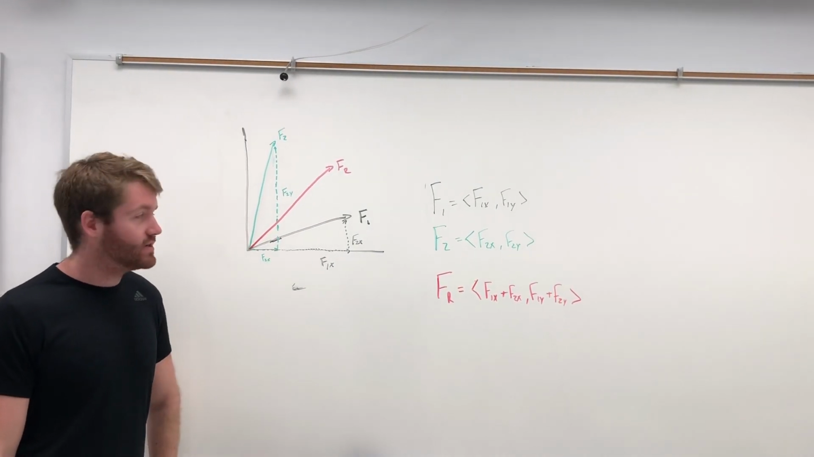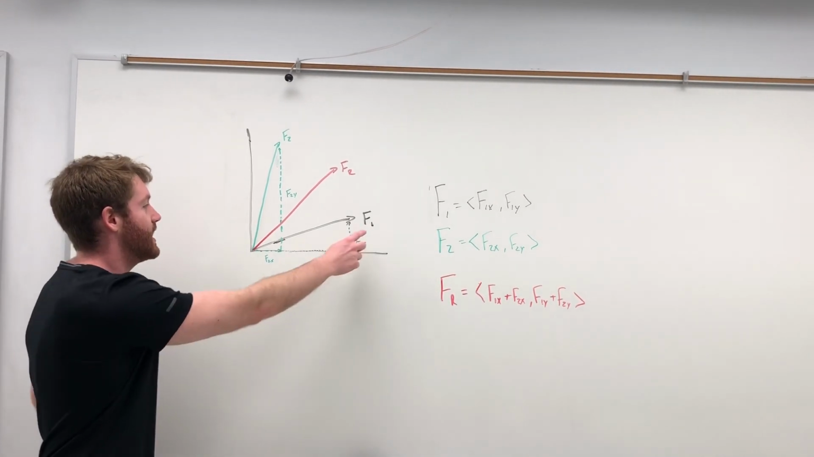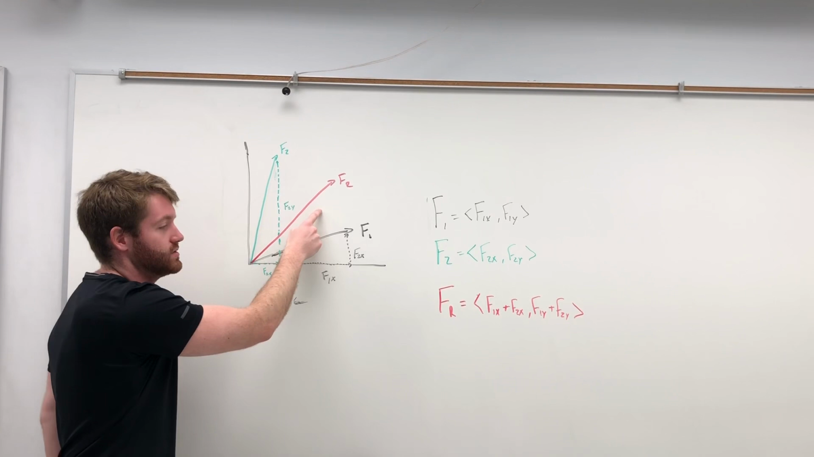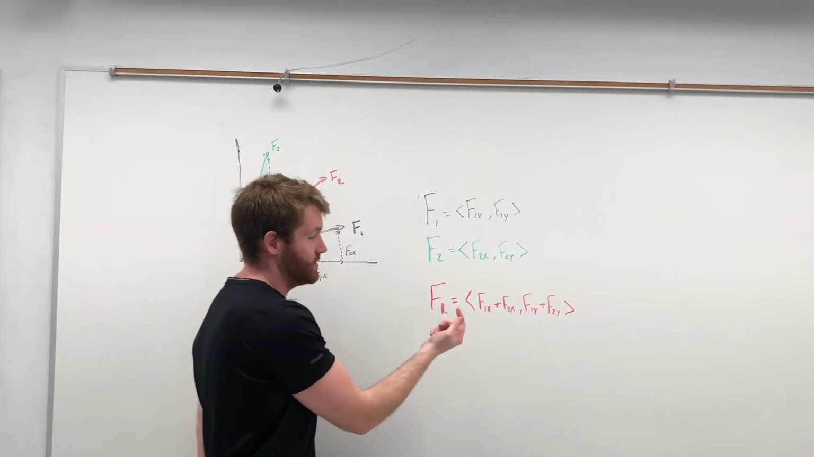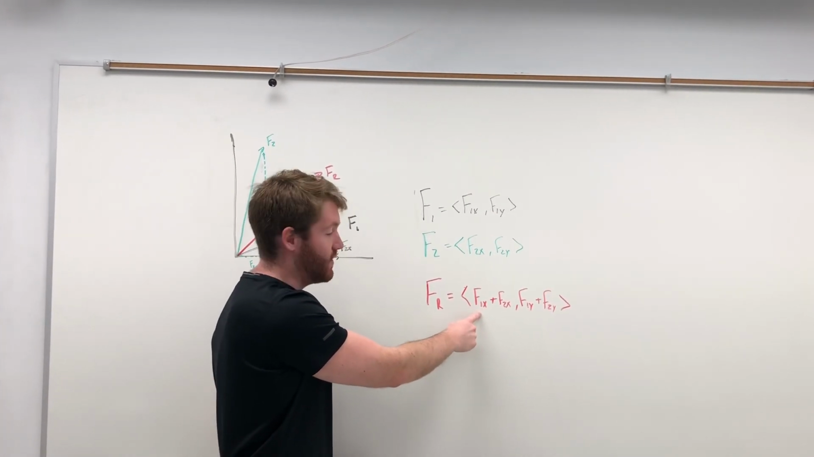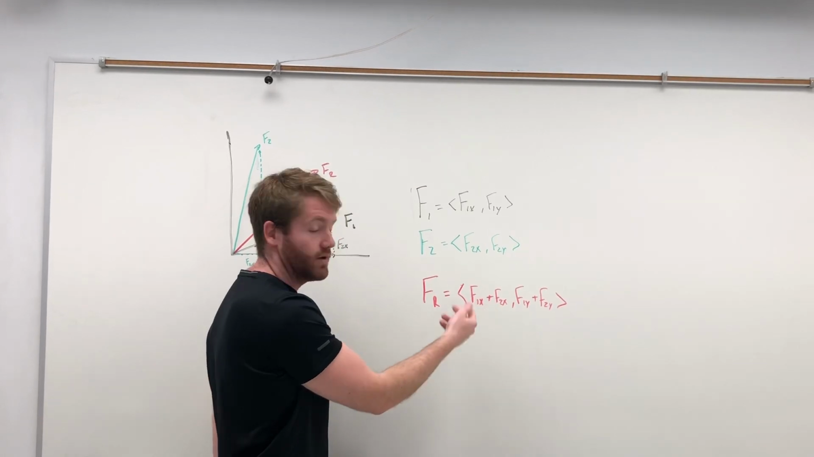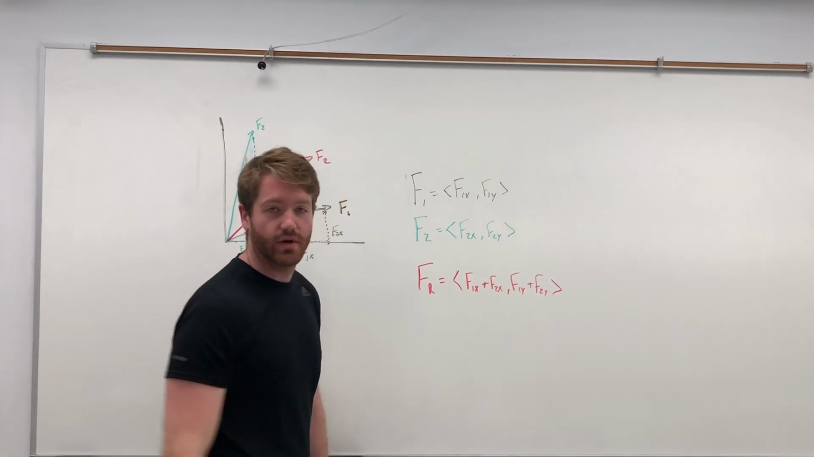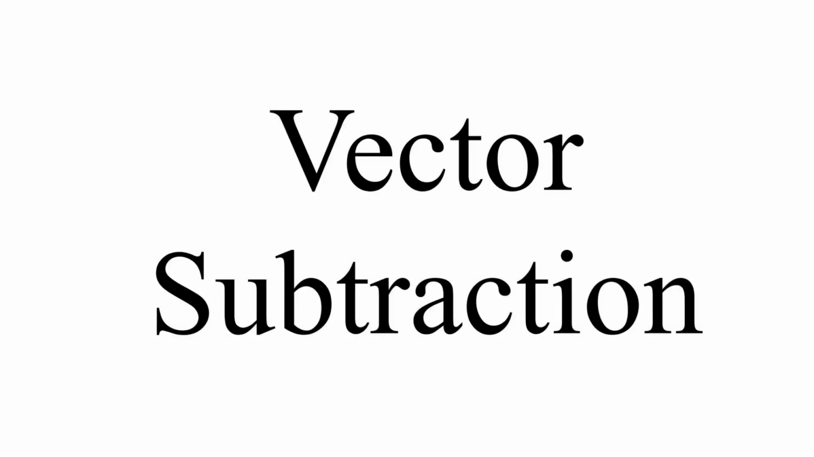Starting with vector addition. We have an F1 and an F2, and we add them together to get the resultant force. With vector addition, you simply take the x component of each of them and add them together to find the resultant x component, and you add together the two y components to find the resultant y component.